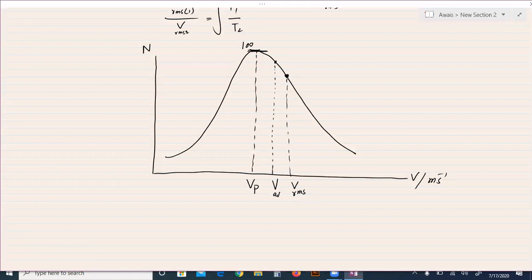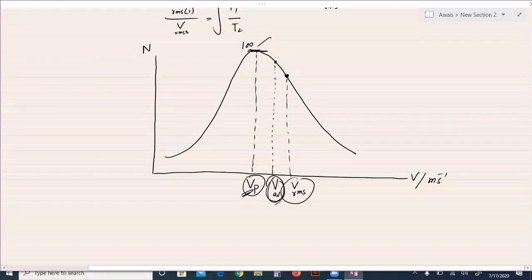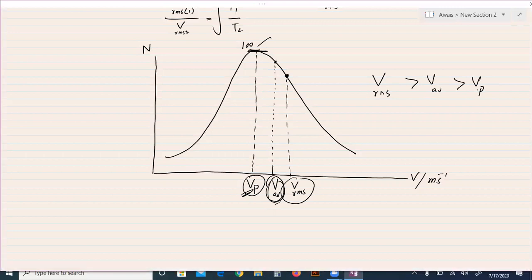If we have to label the speeds: the maximum is VP, then V average, and this is VRMS. It means the RMS speed is greater than the average speed, and the average speed is greater than the most probable speed. The most probable speed is smaller than the RMS speed. So this is a further explanation of the Maxwell distribution.